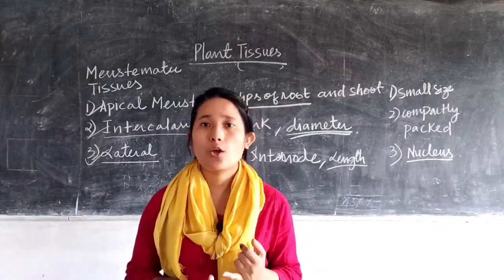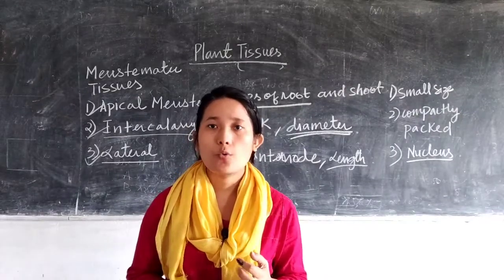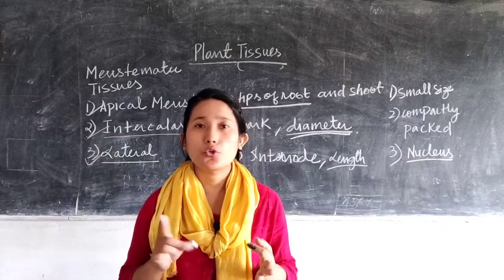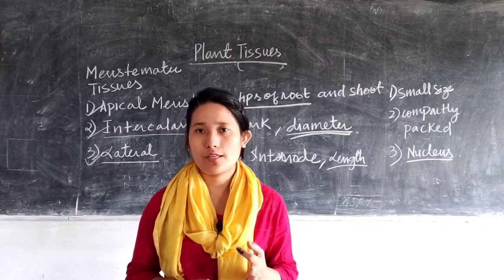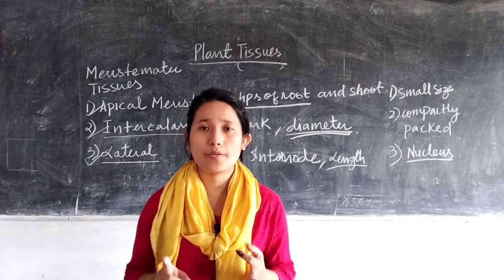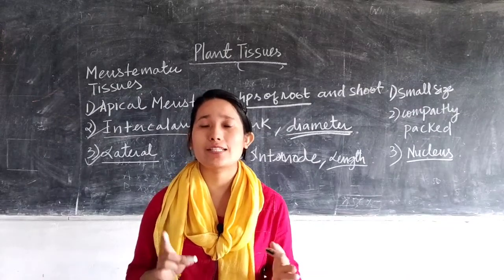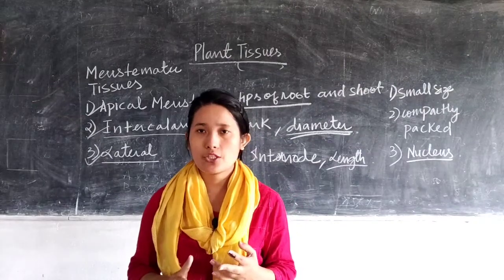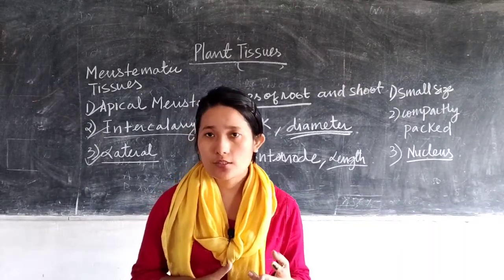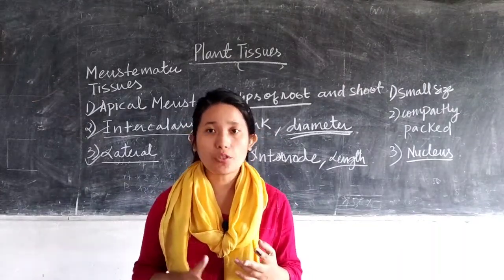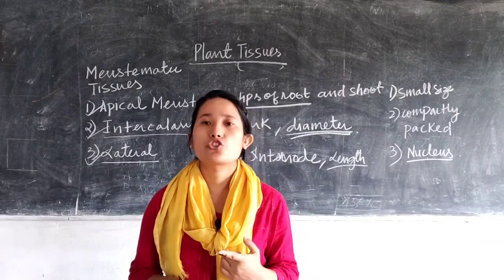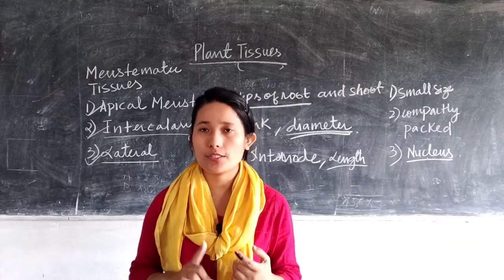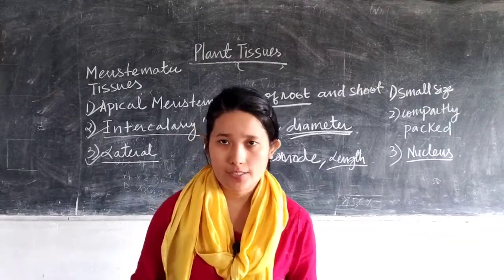What is it? Where is it present? What is its role? We can see that they help in the growth of plants and parts of plants, bringing about the elongation or increase in size of the plant organs. Then the types of meristematic tissue, where they are present in the plant and their role, and the structure of the cells of a meristematic tissue. These are the topics that you have to cover under meristematic tissue.